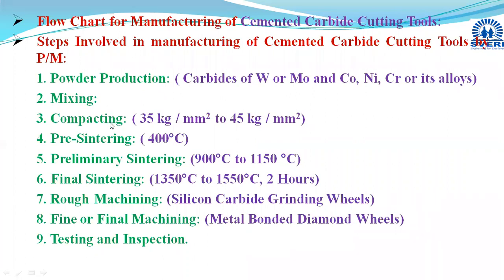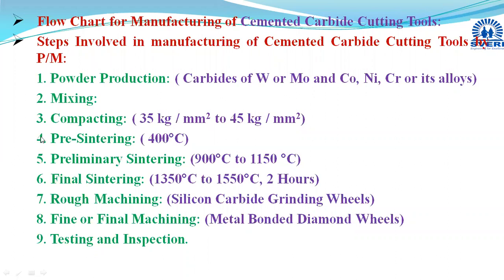Then the uniform mixture obtained is given to the compacting stage, and in this compacting stage we do three steps: filling, pressing, and ejection. The compacting pressure used is in the range of 35 to 45 kg per mm square. Within this range, sufficient compacting is done, and by raising the lower punch or plunger, the green compact is obtained, and it is given to sintering.